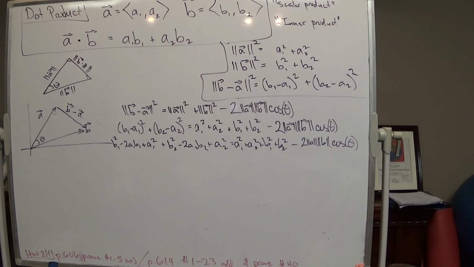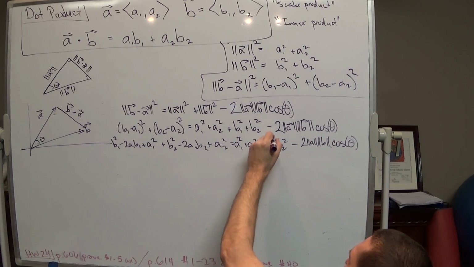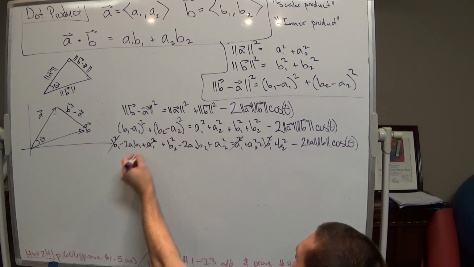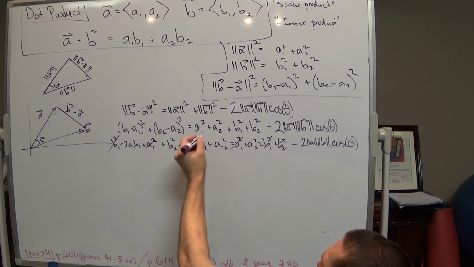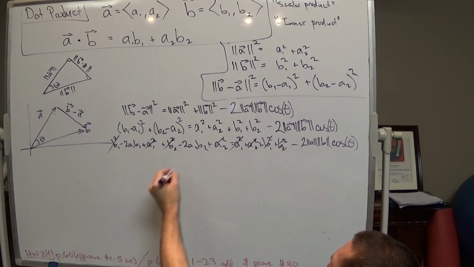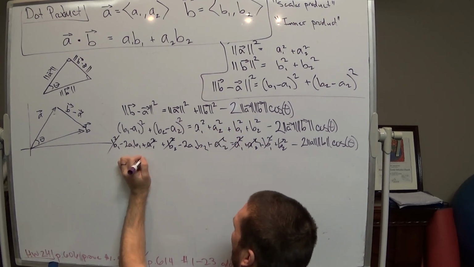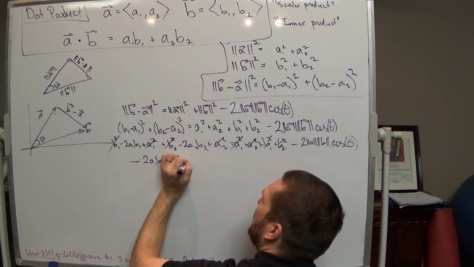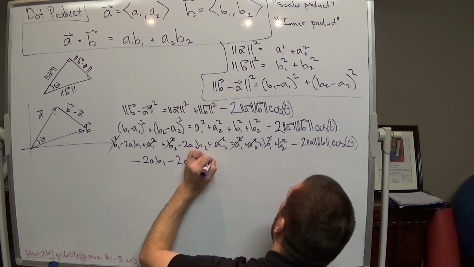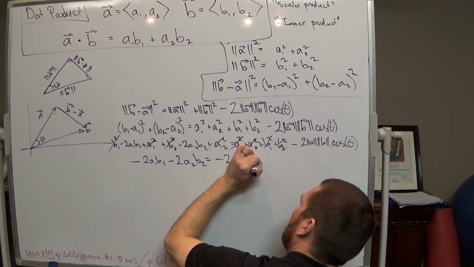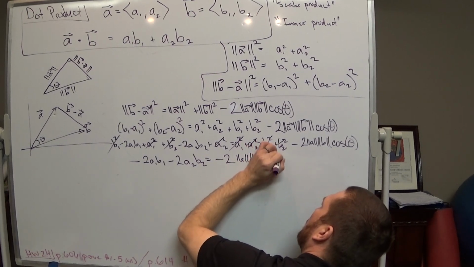So now this is nice because a bunch of stuff cancels. We get b1 squared, b1 squared. We get a1 squared, a1 squared. We get b2 squared, b2 squared, and a2 squared and a2 squared. All we're left with is minus 2 a1 b1 minus 2 a2 b2 is equal to minus 2 magnitude a magnitude b cosine theta.